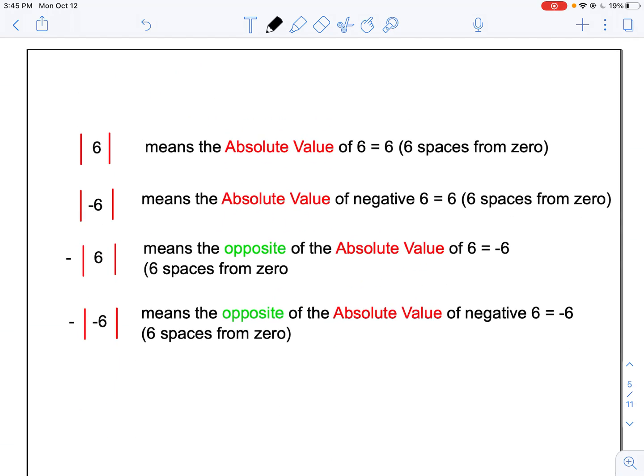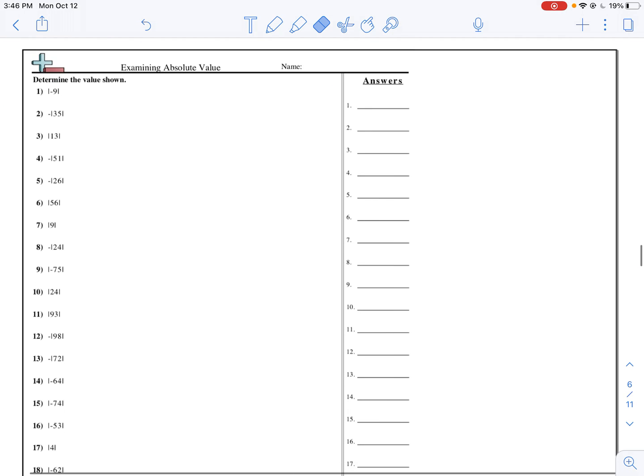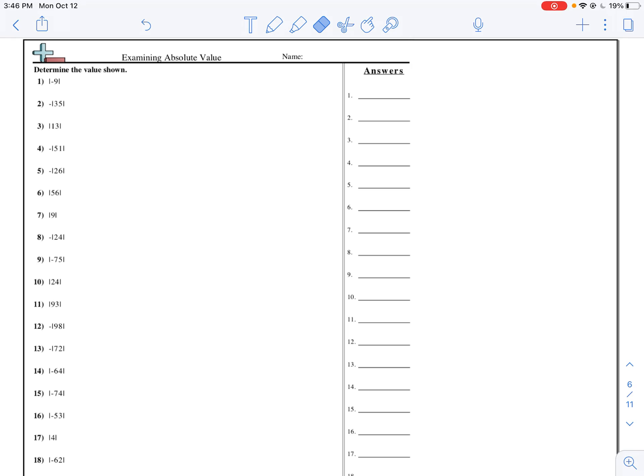So taking away the opposites on the outside, if I look at each one of these, they all have an absolute value of positive 6. These last two are going to be negative 6s, though, because of this opposite sign on the outside. Not because it's a negative on the inside or a positive on the inside, but because we are looking for the opposite of the absolute value, whatever that happens to be. So sometimes you will have a negative answer, but again, it's because of what's on the outside, not on the inside.